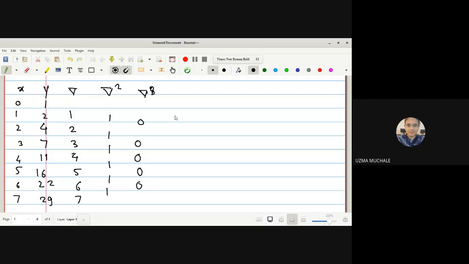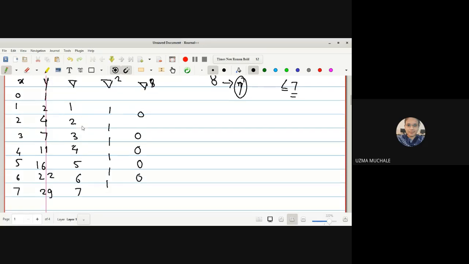Now, how many values are given? 0, 1, 2, 3, 4, 5, 6, 7. So total 8 values are given. So, no doubt we can get a polynomial of degree up to 7. Up to 7 means the polynomial may have degree 7 or less than 7. Now let us put all these values in the backward difference formula.